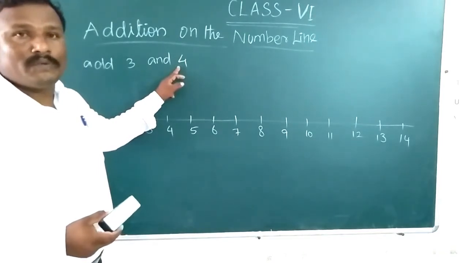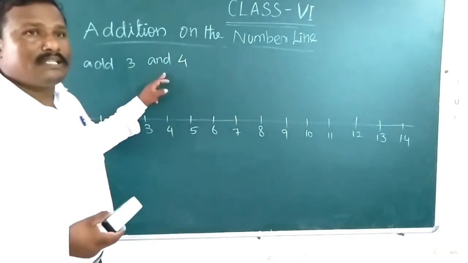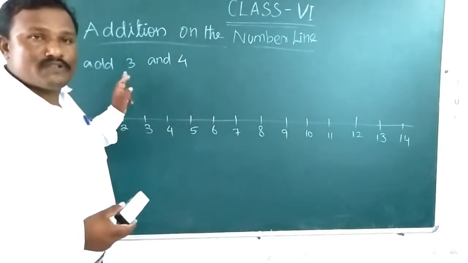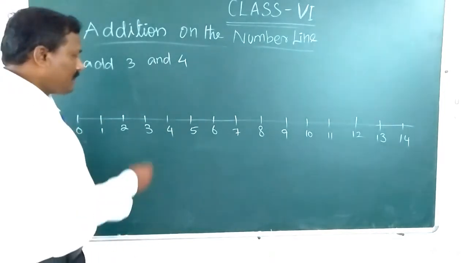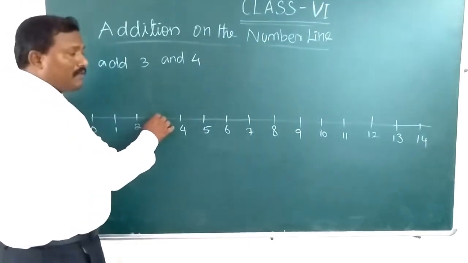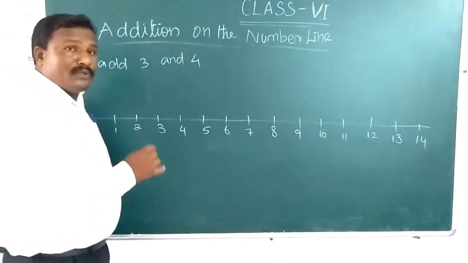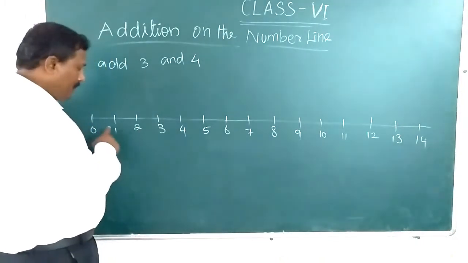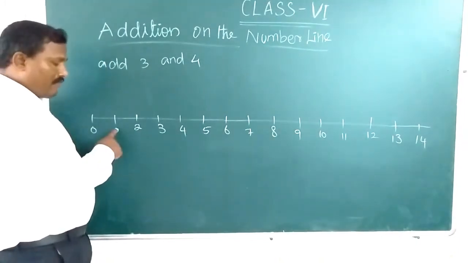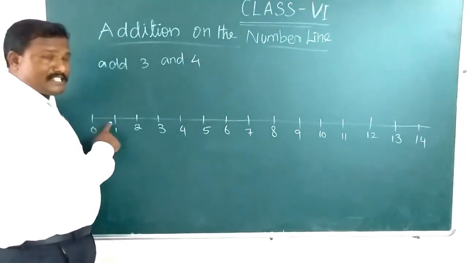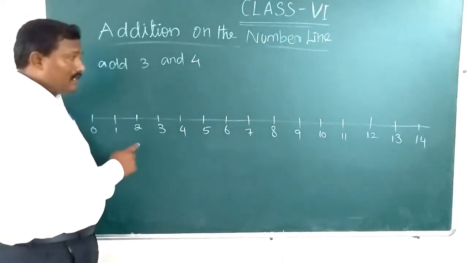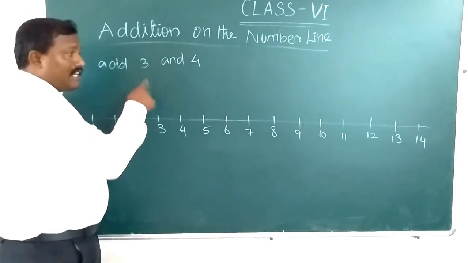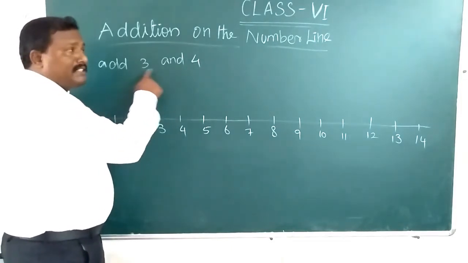So if you want to add the numbers 3 and 4 using a number line, you have to start from 3 and you have to jump 4 times. I already told you the unit distance means from number 0 to 1 we call a unit distance. So each number has some unit distance. Now in this addition, I'm going to add 3 and 4.